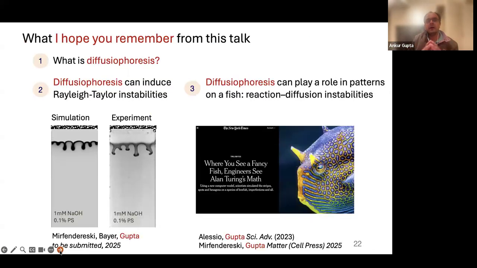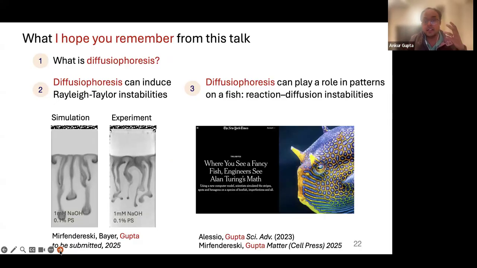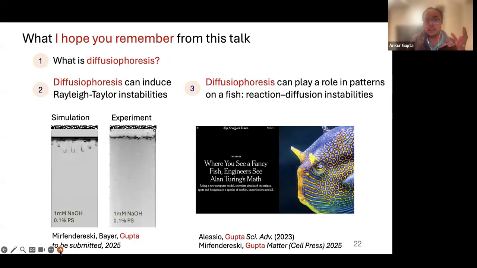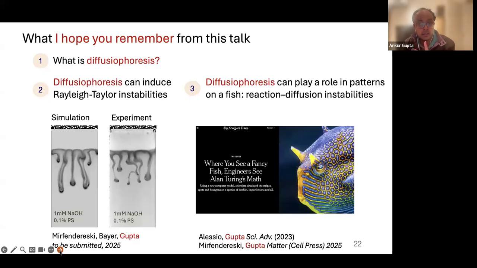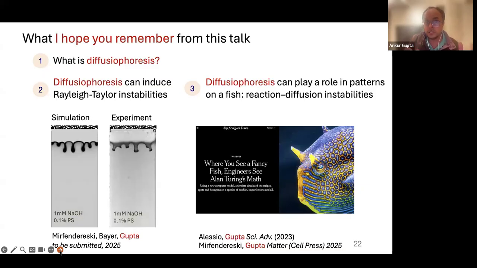With that, I hope I've convinced you of three things in this talk about what is diffusive phoresis. They can trigger two types of instabilities, at least Rayleigh-Taylor instability and the reaction diffusion instability. And in the end, I'll just leave you with one last simulation of diffusive phoresis, and here you go.